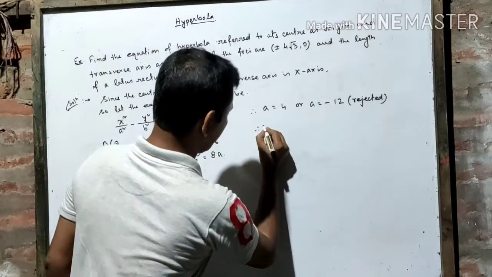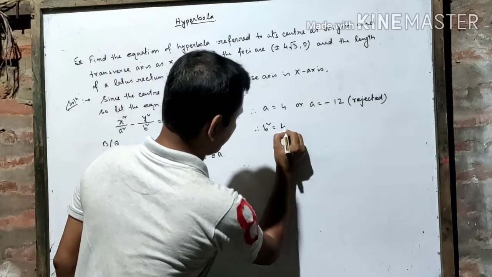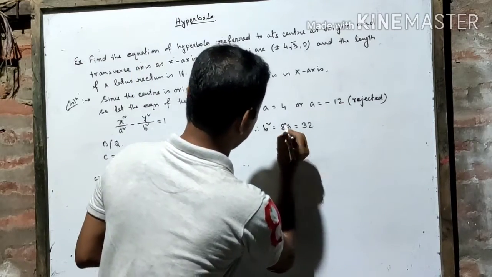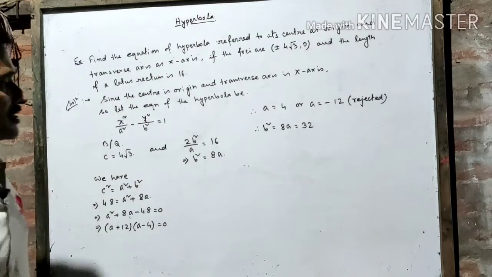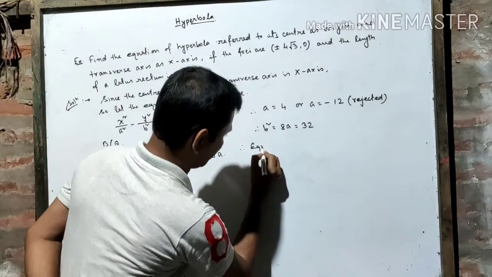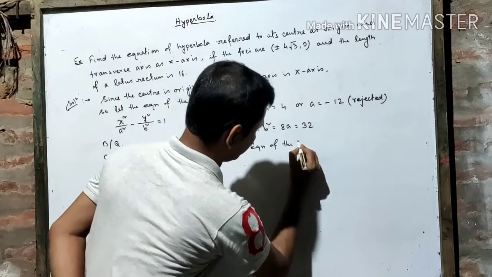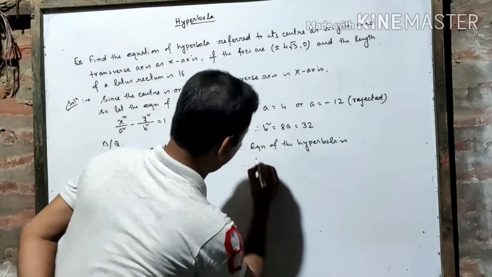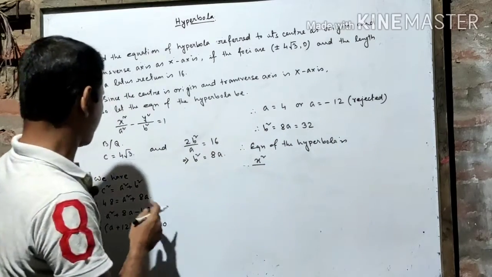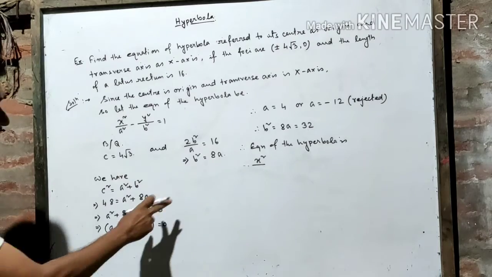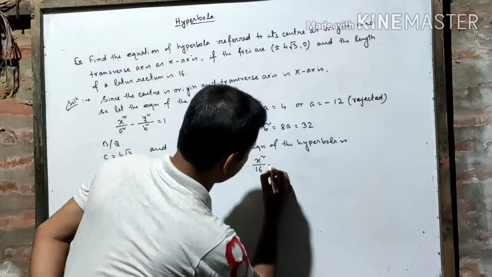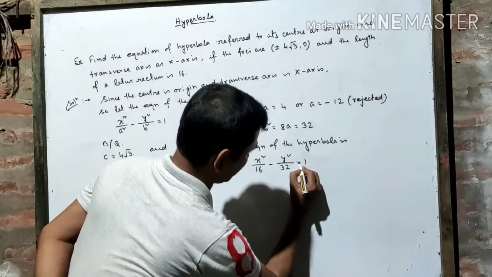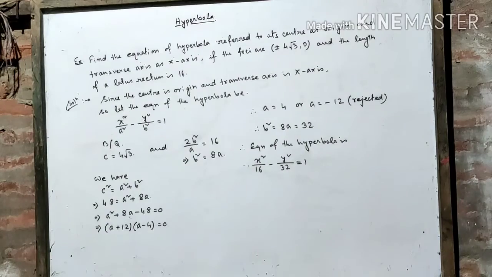Therefore, b square is equal to 8a, which is 32. Therefore, what is the equation of the hyperbola? The equation of the hyperbola is x square by a square, what is a? a is 4, so 16, minus y square by b square, what is b square? b square is 32, is equal to 1. This is the equation of the hyperbola. So you note it down.